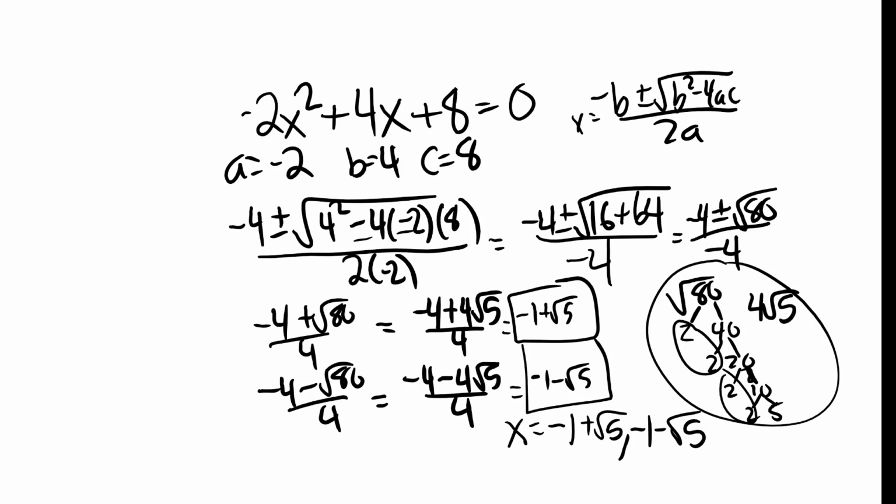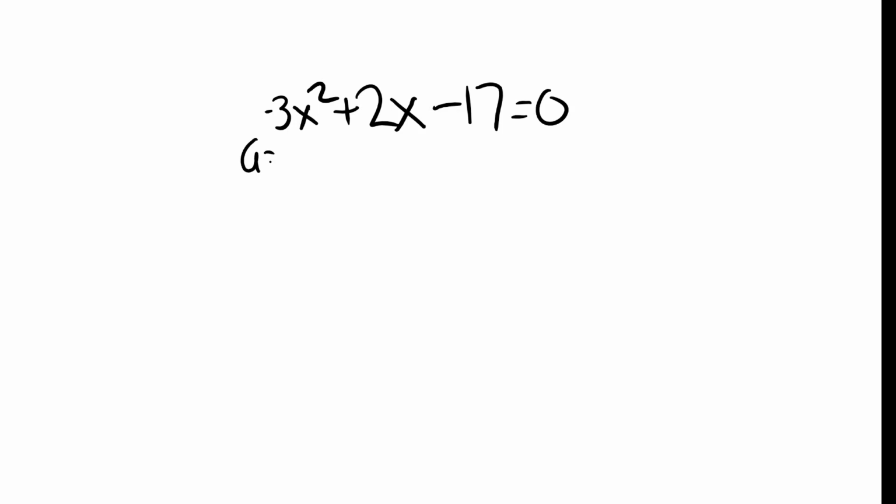All right, let's try another example. So let's say you have something like negative 3x squared plus 2x, and then this time minus 17 equals 0. So these are a little bit jankier values, but we do the same thing. A is negative 3, B is 2, C is negative 17.